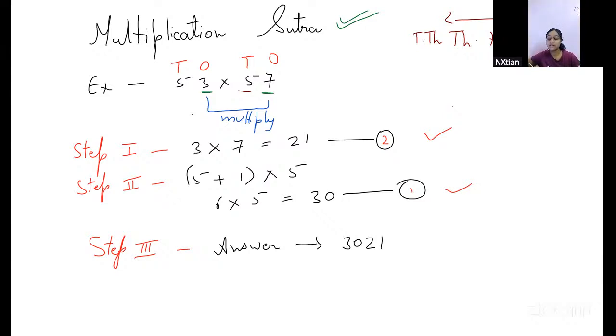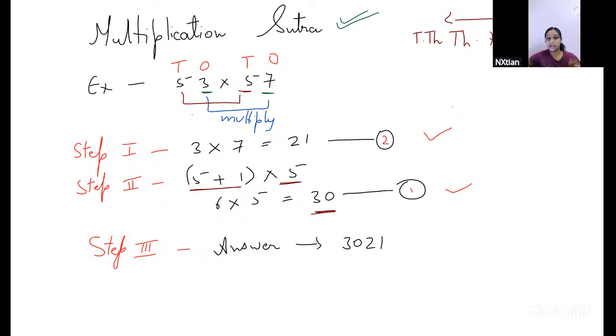What is the second step? You take the other two digits that are on the left side, and out of that take one. Since 5 and 5 both are there, we only take one 5. Add 1 to it, and then multiply it with 5 itself. So 5 plus 1, into 5, we will have 30.